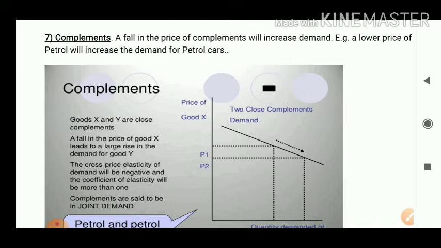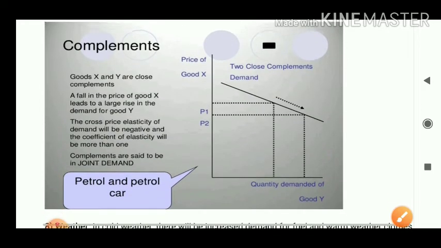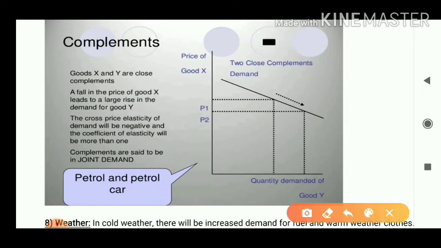Now what will happen if the price of petrol is falling? Let's suppose the price of petrol is falling. I have taken petrol on the y-axis and cars on the x-axis. Now what happens if the petrol price is falling? It will give rise to the demand for cars.